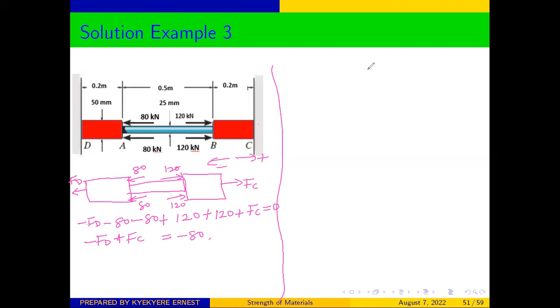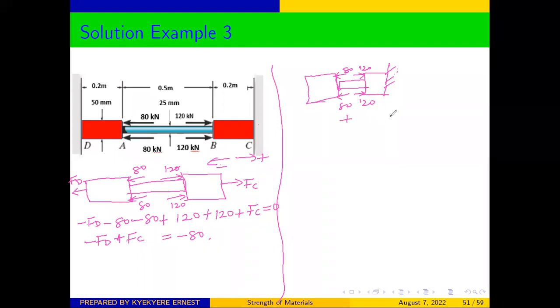Our free body diagram for that will look like this. So in the first instance, we are assuming that the deformation is only caused by the external forces and there is no rigid support at D. So we have external forces here. We have our 80, this 80 is also here, this side is 120, and then we also have 120. So this is a representation of our free body diagram, assuming that there is no rigid support at this side.